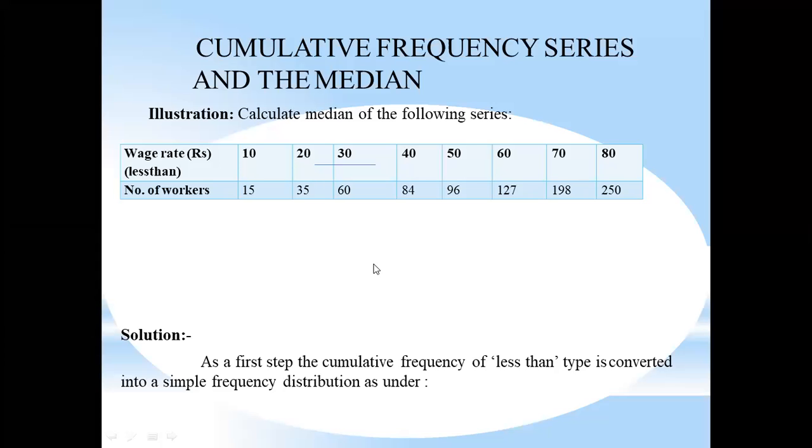Now, cumulative frequency series and the median. As I already told you in the class today, whenever they give you less than and more than class intervals like this, and the frequency which is given is not the simple frequency but the cumulative frequency, you're supposed to convert it into simple. As a first step, the cumulative frequency of less than type is converted into simple frequency distribution as under.